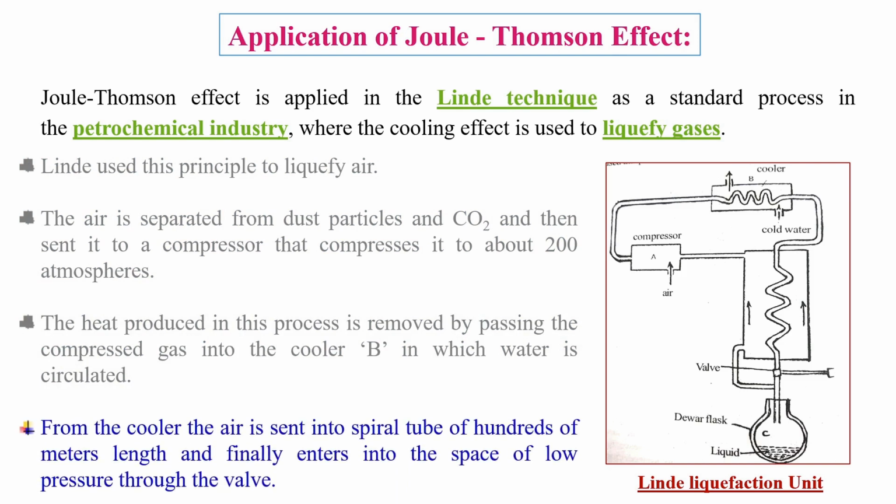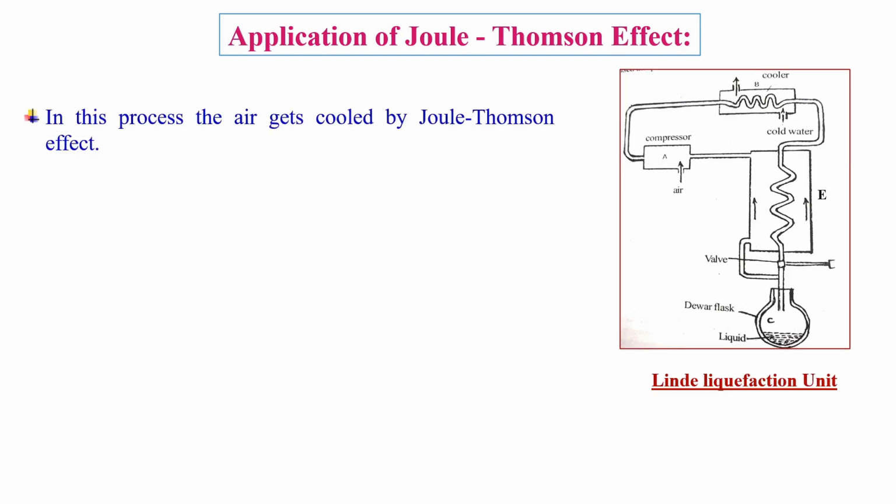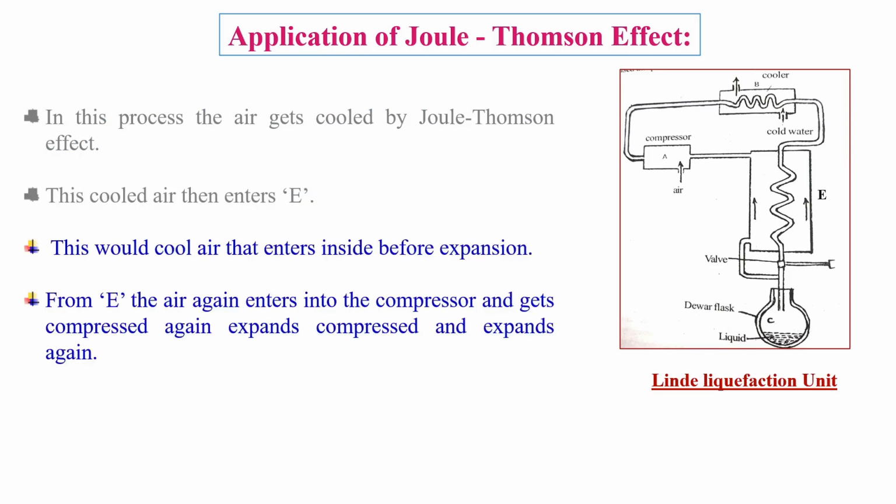From the cooler, the air is sent into a spiral tube of hundreds of meters length and finally enters into the space of low pressure through the valve. In this process, the air gets cooled by the Joule-Thomson effect. This cooled air then enters the chamber E. This would cool the air that enters inside before expansion.